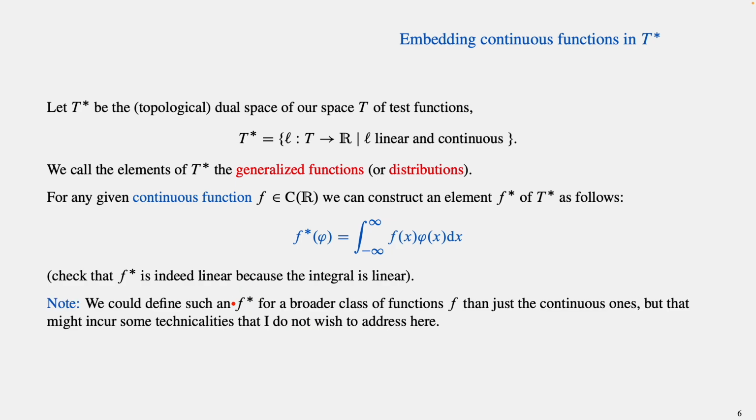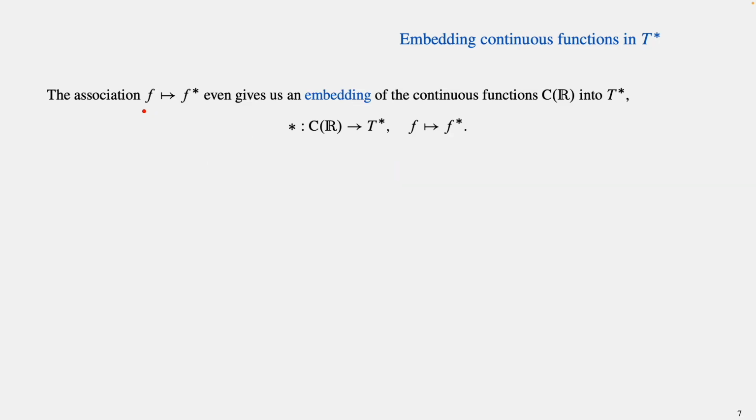We could define such an f star for a broader class of functions than just the continuous ones, but I do not want to deal with the technicalities that this might incur, so with the continuous functions we have a neat definition here and don't need to worry about anything. Now we have this association of a continuous function f with its functional f star, and this gives us an embedding of the vector space of continuous functions into this dual space T star of generalized functions. I call this embedding simply star, and it simply consists of mapping f to f star.